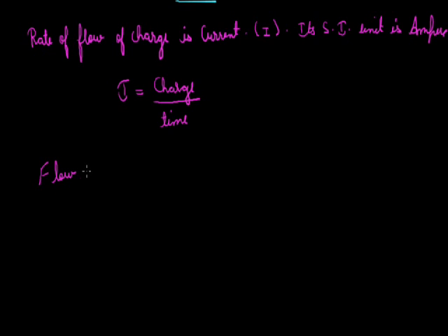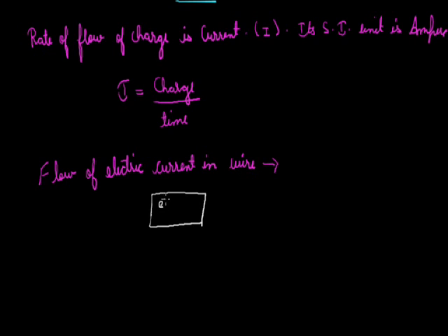Now we will discuss the flow of electric current in a wire. As we have stated, the flow of charge constitutes a current. So how does it flow? If we consider a piece of wire, then it must have electrons which are free to move. As they are free to move, they will be moving randomly in any direction without any restriction.